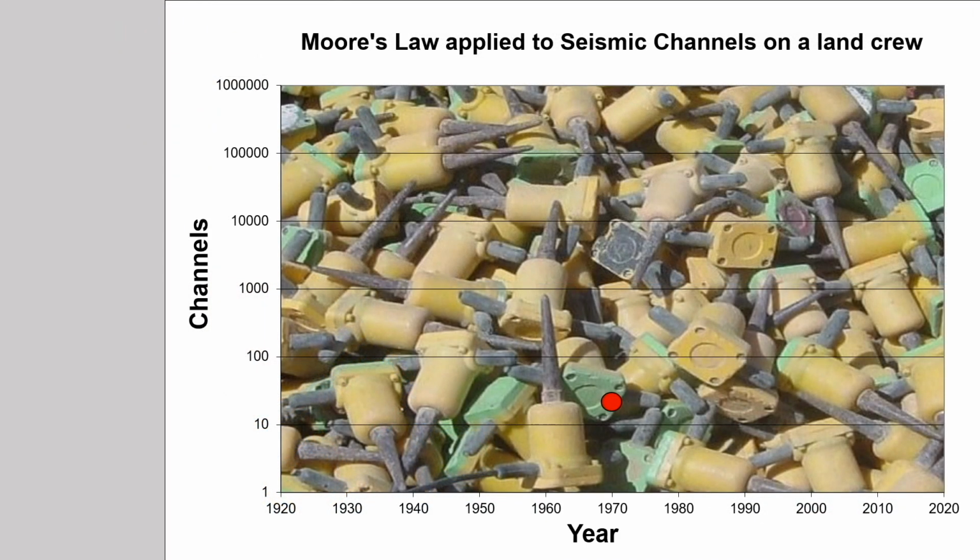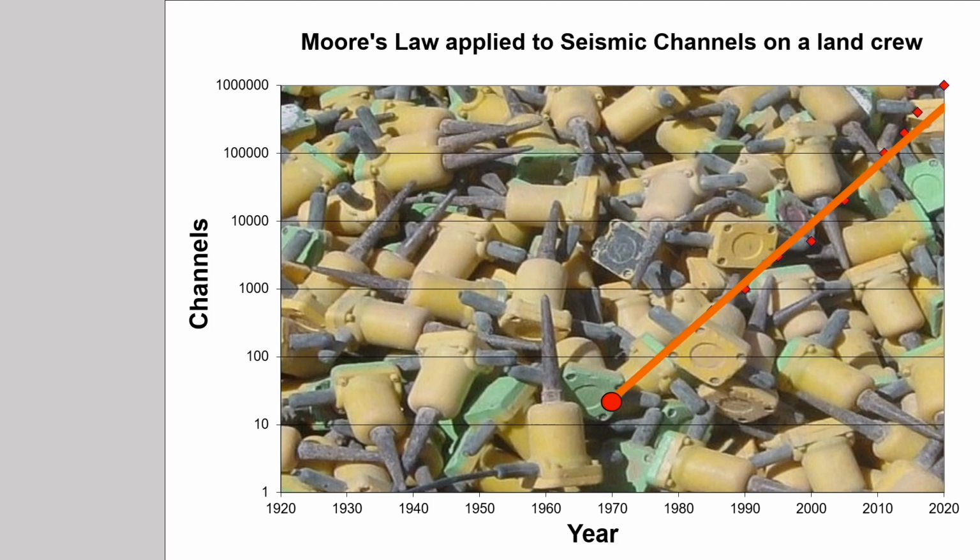At this point, it's interesting to look at the number of channels that could be deployed on a land seismic crew. I start this chart in 1970, since this is the year that Moore made a prediction about technology development, which others have applied to different technology. The number of channels on a seismic crew from the early 70s until today does indeed seem to follow the log-linear relationship that Moore suggested.